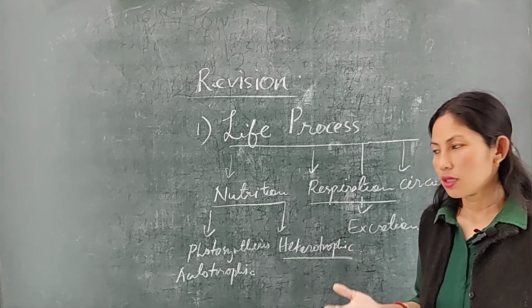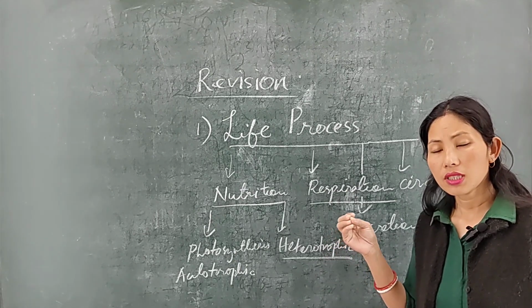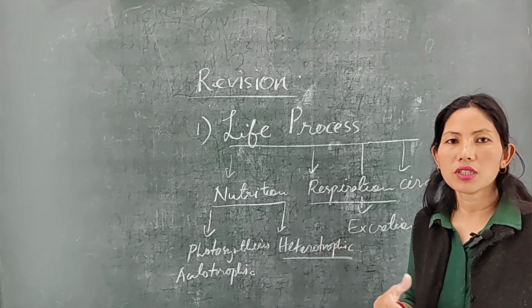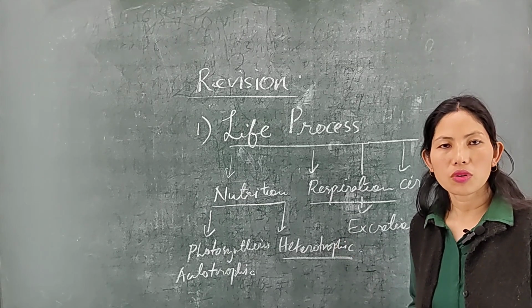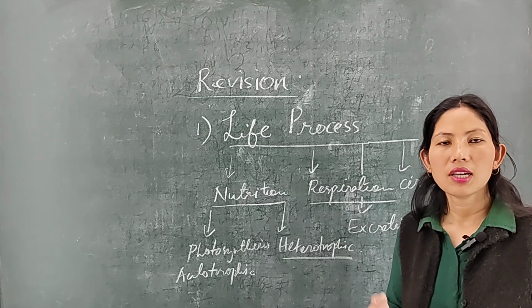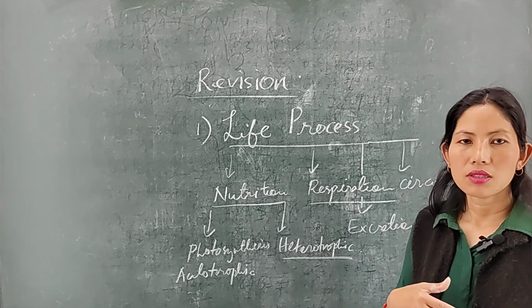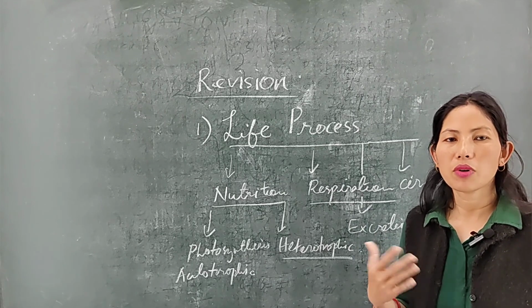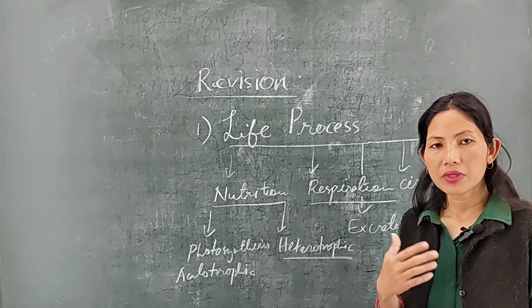Then after this you need to learn the respiratory system in humans. What are the different parts, different organs and their functions, including the nostrils, the trachea, bronchi, bronchioles, then the alveoli.